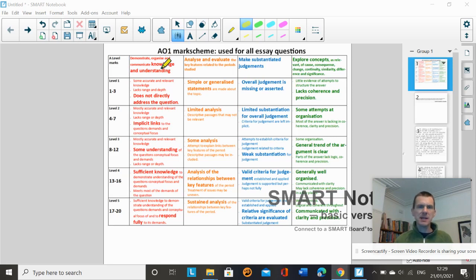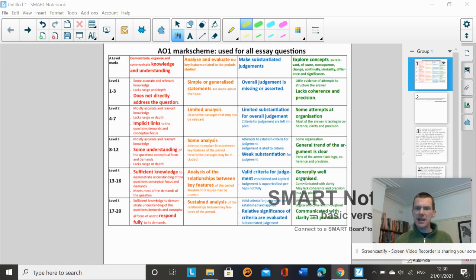So firstly, in the red column here, knowledge and understanding, and obviously the further down we go in the levels, the better knowledge there is. Down here, look, they've got sufficient knowledge to respond fully, that there's nothing that they don't know. Or, and we'll think about this as we look at the essay in question, have they got enough knowledge in order to answer the question properly? Is there anything that's held them back in terms of their knowledge?